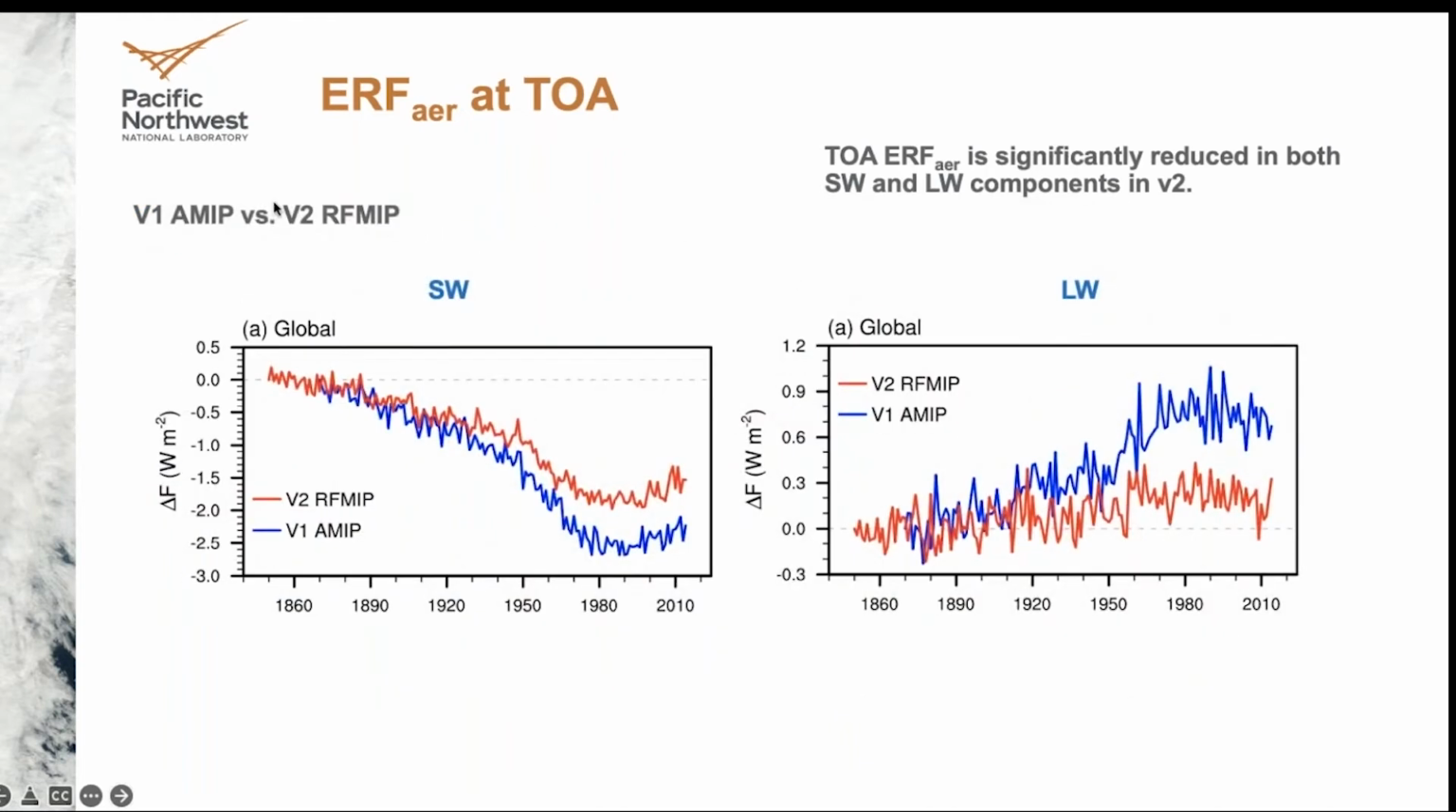And here I'm showing the V1 AMIP free running simulation and the V2 RF simulation. Again, from the historical changes, you also see that the V2 simulation has a much weaker effective aerosol forcing at TOA for individual components, shortwave and longwave. Both of them are weaker.